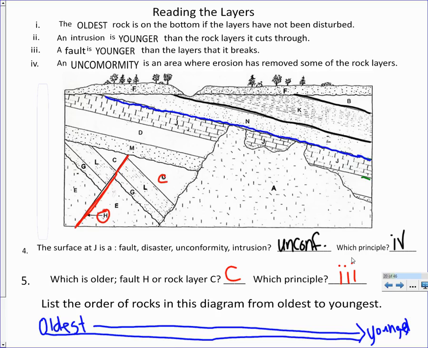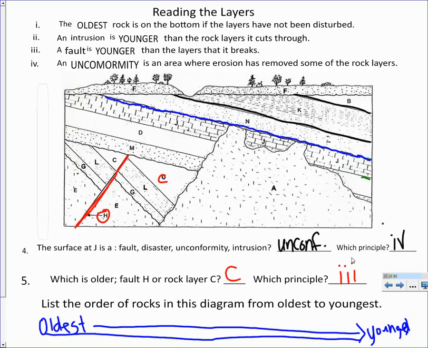I am going to start labeling mine here, starting at the bottom. At the bottom, there's no youngest. We don't see those layers. This is how we explain it. It's the law of superposition. All right, come on.